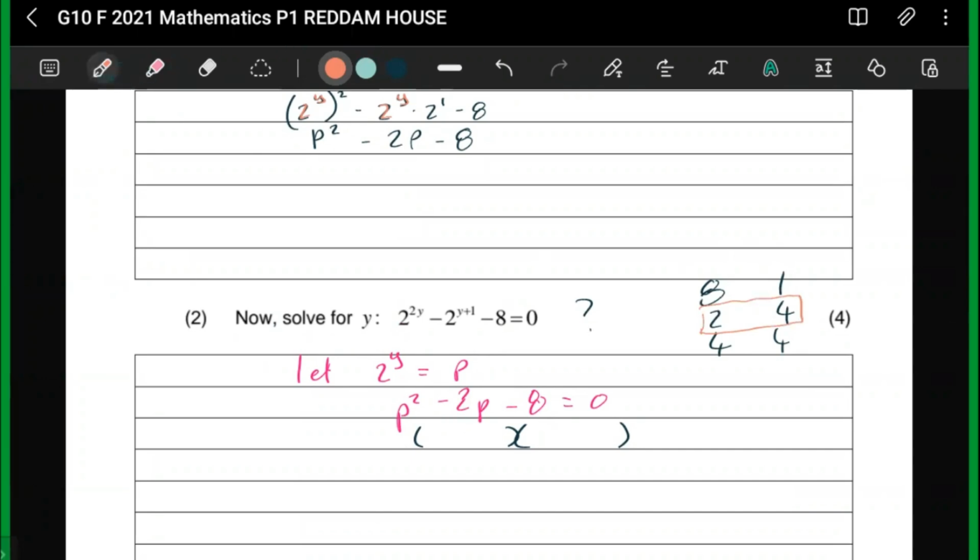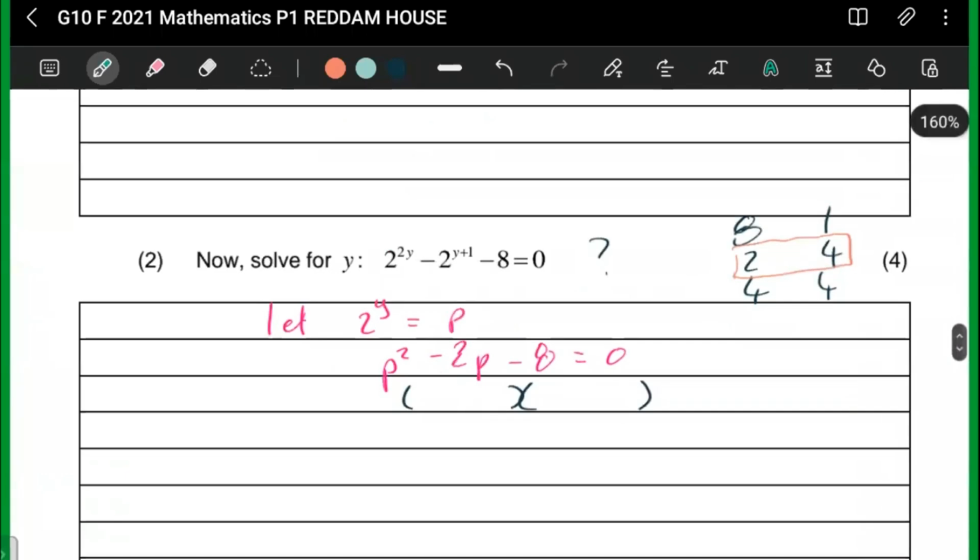So because those work, what you're going to do is, this is p here. Factors of 8 that give a 2: it's a 4 and a 2. To get a minus 2, you have to say negative 4 plus 2. Now this is obviously equal to 0. So now, because each bracket here is equal to 0, you're going to say p minus 4 equal to 0, or p plus 2 equal to 0.